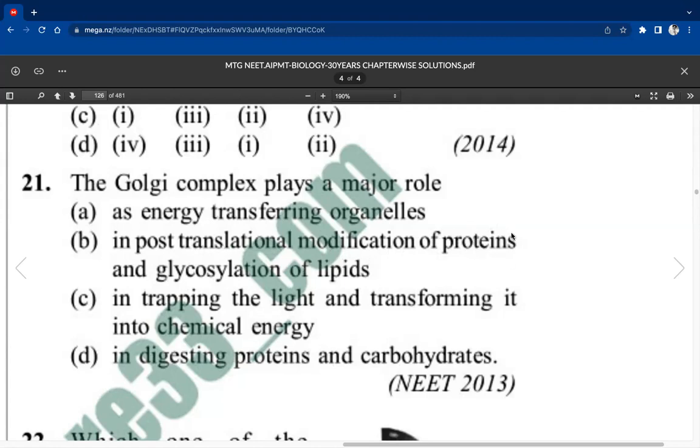Remember, RER makes proteins, SER makes lipids, and then both of them go to Golgi for their packaging and modification. Remember, the only job of Golgi is to package and modify things.